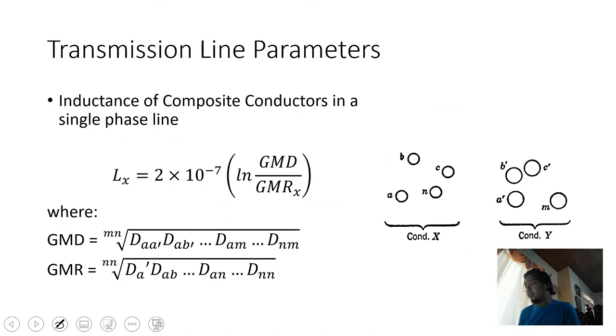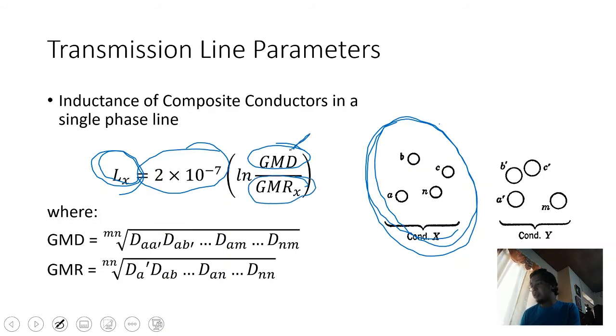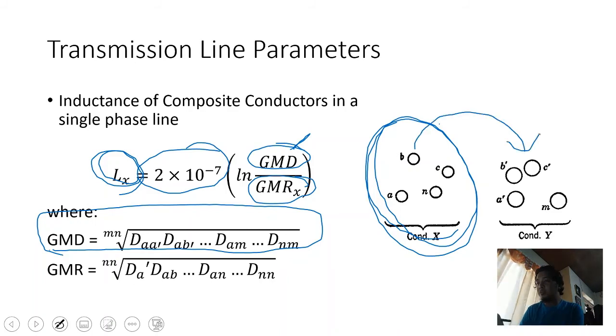And since they are all in Ln, then we can say that your L on conductor X, take note, conductor X na to, is just 2 times 10 to the negative 7 ln of GMD over GMR. So we call this GMD, where GMD is yung ating M-truth nung A patawid sa kabilang conductor X. A to B and A to M, and so on and so forth hanggang N to A, N to B, N to C, N to M.